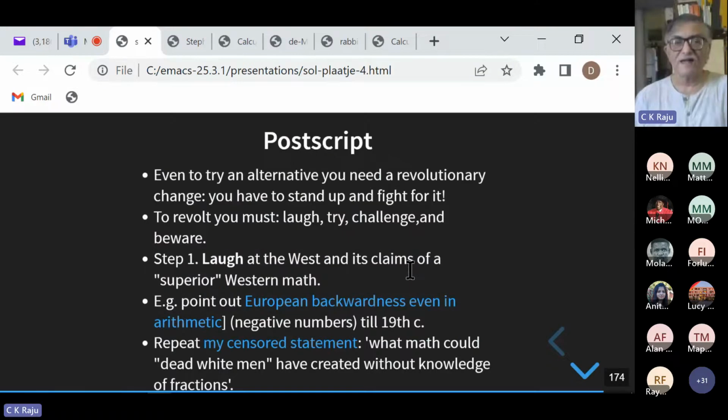So postscript is that even to try the alternative, you need a revolutionary change. You have to stand up and fight. You have to revolt. And I'm suggesting that you need a few things. You need to laugh, you need to try, you need to challenge, and you need to beware.